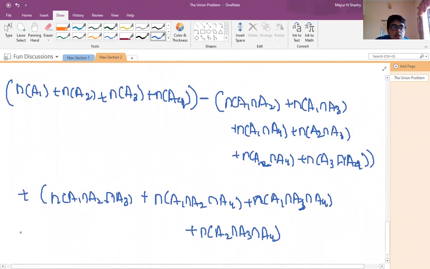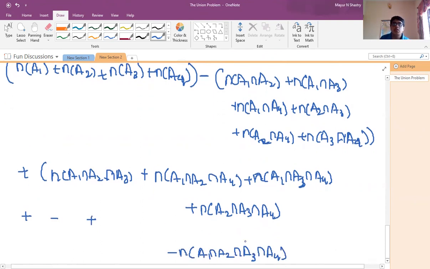Here as well. So initially there is a plus, then there is a minus, then there is a plus, and again there's a minus. And then I had taken one set at a time. Here I had taken two sets at a time. Here I had taken three sets at a time. And here I had taken four sets at a time.